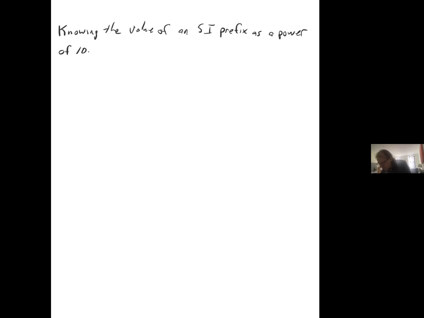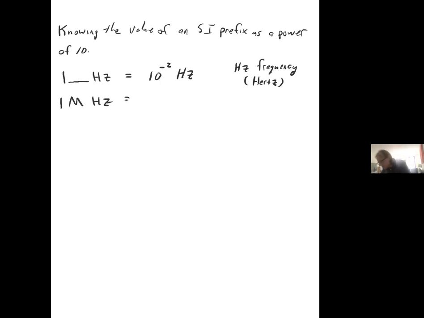So they give you one blank Hz. This is a different unit. It's called a hertz. Equals 10 to the minus 2 hertz. Hz is frequency. That's something you'll talk about in Chem 1100. We don't really talk about it in this course. One capital M, Hz. So these are all in hertz. Good. At least they're consistent. And then they want you to figure out what that number is there.